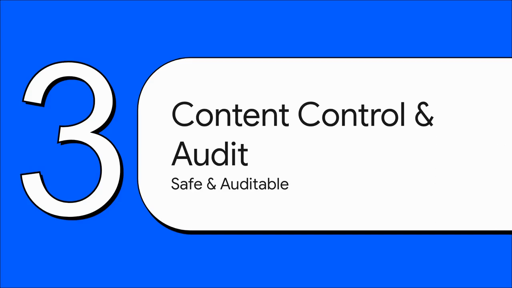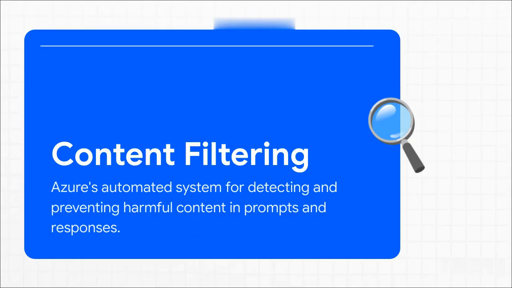Okay, so you've picked your capacity model, you've protected the data. Now we have to think about what people are actually doing with the assistant. This next part is all about making sure that every single interaction is safe, appropriate, and, this is key, fully auditable. A massive tool in our toolkit here is Azure's built-in content filtering. Now, this is way more than just a simple keyword blocker. Think of it as a smart, automated safety system that's looking at both the user's prompt and the AI's response for any harmful content. It's your real-time first line of defense.